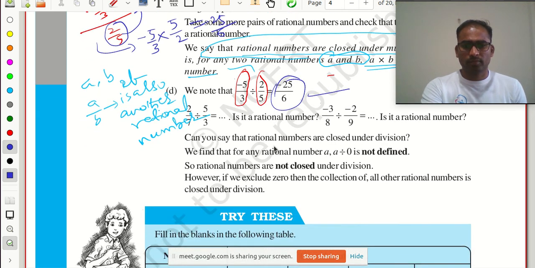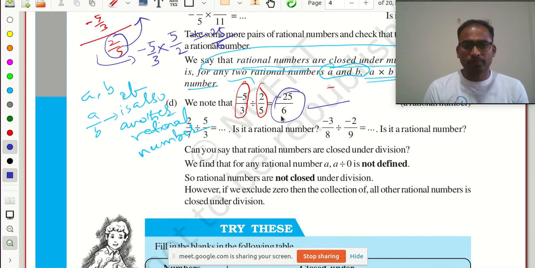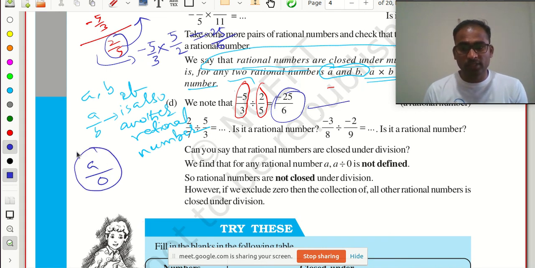Now suppose a is one rational number and I can divide with 0 also. Why? Because 0 is also a rational number only, na? 0 is a rational number. So now, can I do a division with 0?